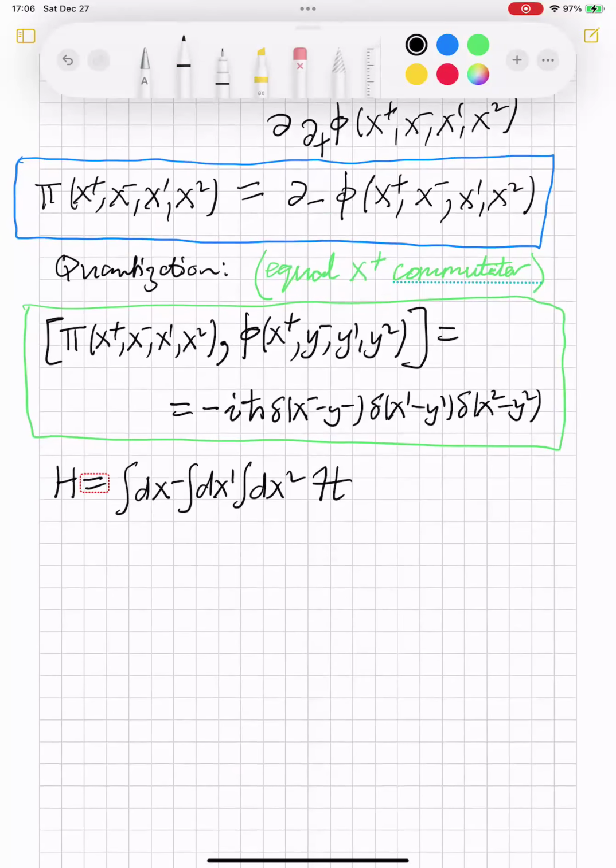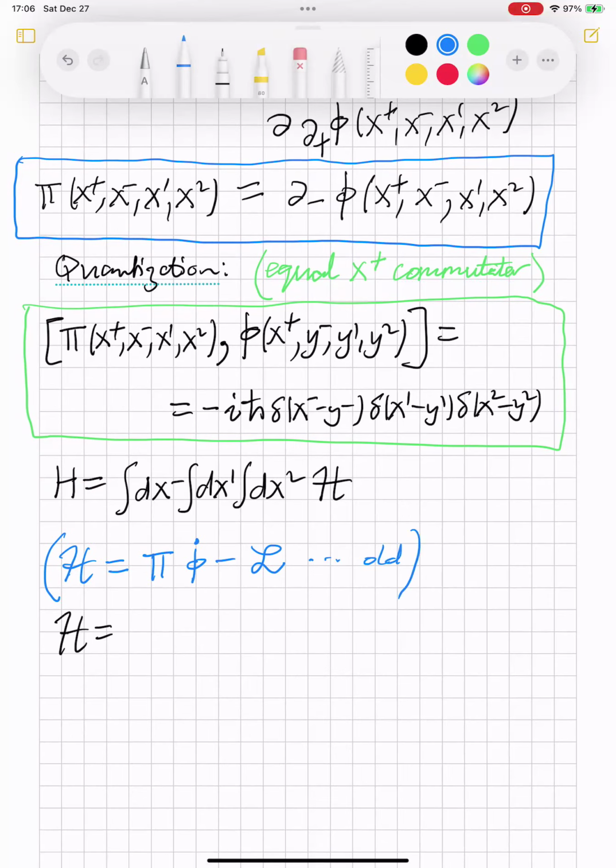So let's put it over here. Now, I just want to remind you of what we'd usually write, okay? So this blue equation is just from the usual quantization. We would have a pi, we would have phi dot minus the Lagrangian. So this is the old formula. So here, what would we have? We would have pi. Then we would have d plus phi, because remember, time is now being played by x plus, so phi dot is d plus phi, and it would be minus the Lagrangian.